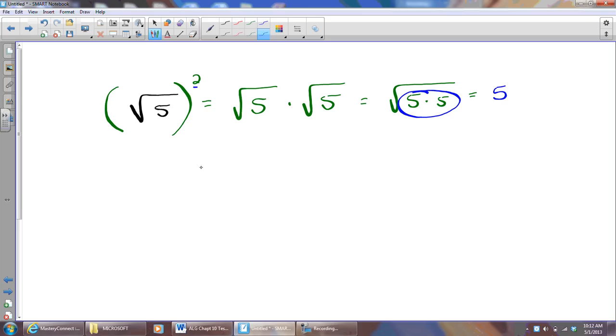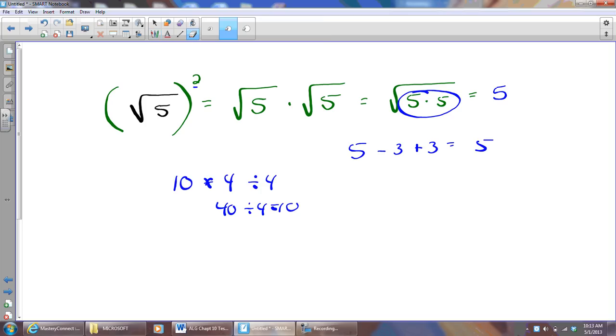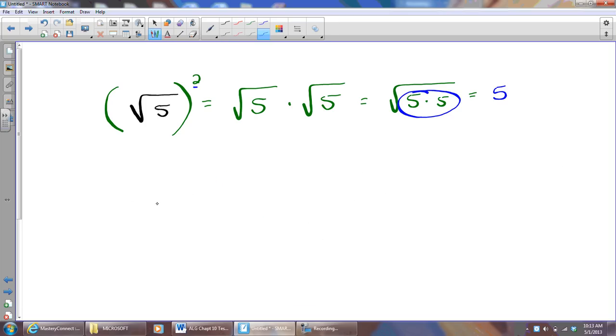Just like, if I had 10 and I multiplied it by 4 and then I divided it by 4, wouldn't I end up with 10 again? Right? 10 times 4 would be 40. 40 divided by 4 would be 10. Because multiplication and division are inverses of each other. Or if I have 5 and I take away 3 and then I add 3 more, don't I end up with 5? They're inverses of each other. They cancel each other out. Remember, in multiplication, they cancel to 1. In addition and subtraction, they cancel to 0.